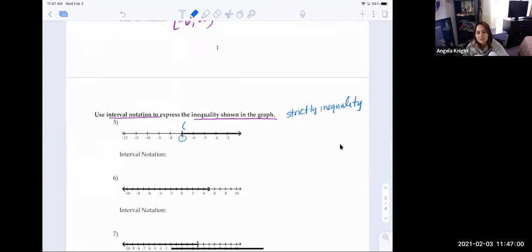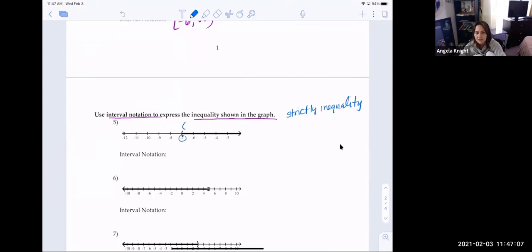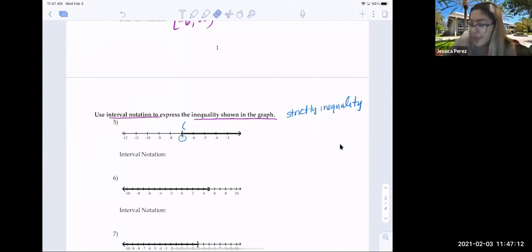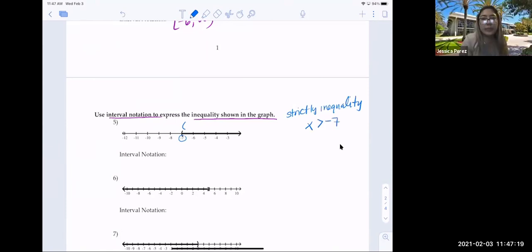So Angela, it's to the right, right? Yes. So how would you create your inequality? It would be -7 is greater than x, or flip it around. It's the other way around, exactly. It's x is greater than -7. That's what it would be, because you have a strict inequality and you're shading to the right. We don't know what these values are. That's why it's called an x. It could be anything.